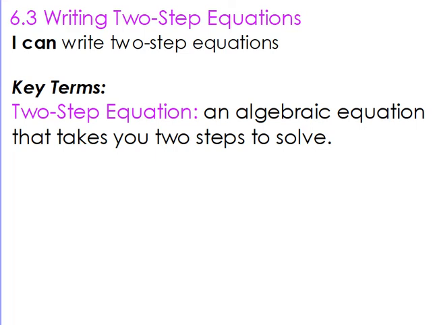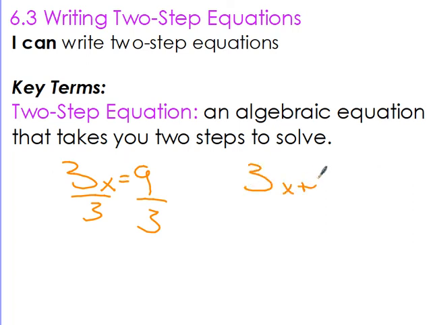So a two-step equation is just an algebraic equation that takes you 2 steps to solve. In the past, all you've learned are one-step equations, like this. That'd be 1 step. The only step you had to do was to divide both sides by 3. Now we're going to talk about two-step equations where there are multiple values to get rid of in order to get x by itself. So now it might be 3x plus 6 equals 9. Now I have to get rid of a 3 and I have to get rid of the 6. So that would be 2 steps. That's what we're going to be talking about today.